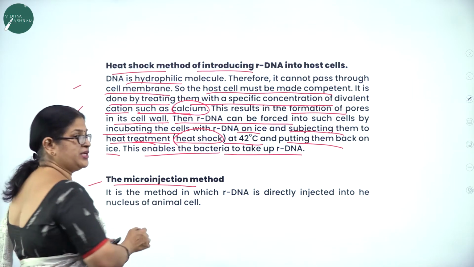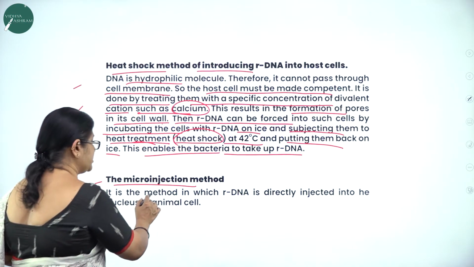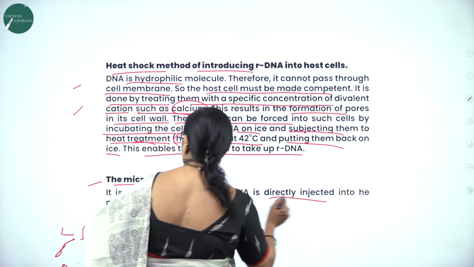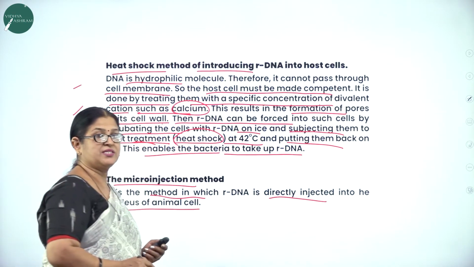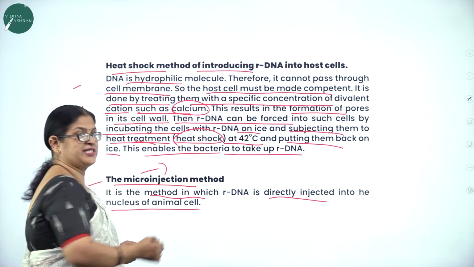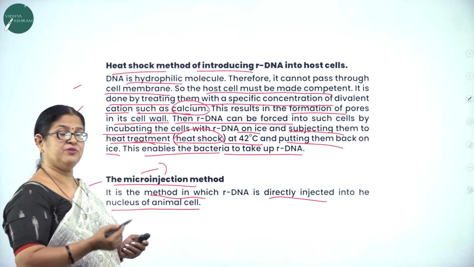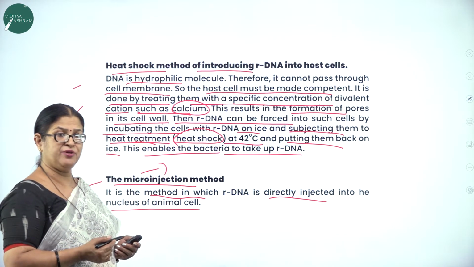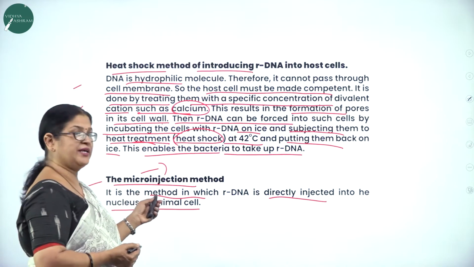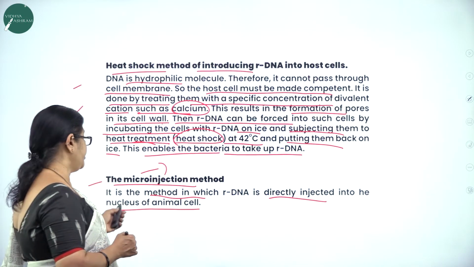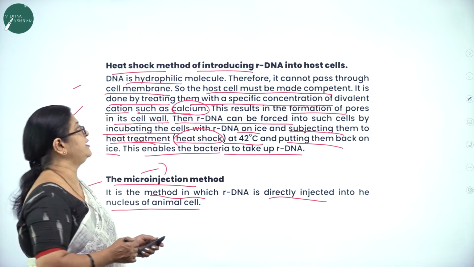So here the microinjection method, the very word itself will tell you, it is the method in which rDNA is directly injected into the nucleus of the animal cell. So just like injecting. So hence the name microinjection. So the very word itself will give what is the methodology that is involved in introduction of rDNA into the host cell. That is, it is a method in which rDNA, that is recombinant DNA, is directly injected into the nucleus of animal cell. I repeat.